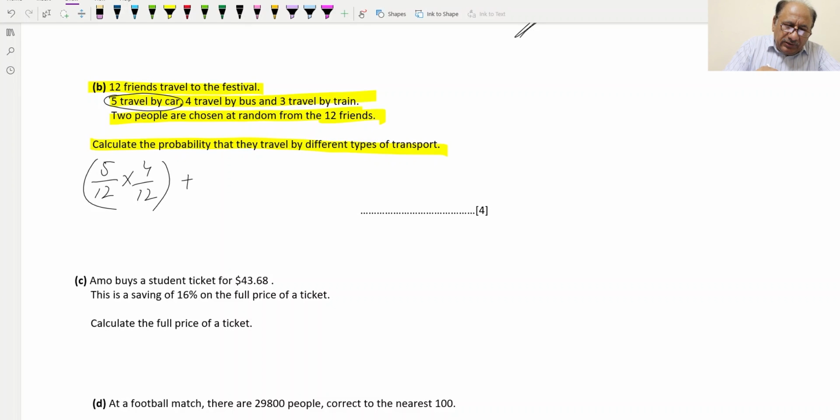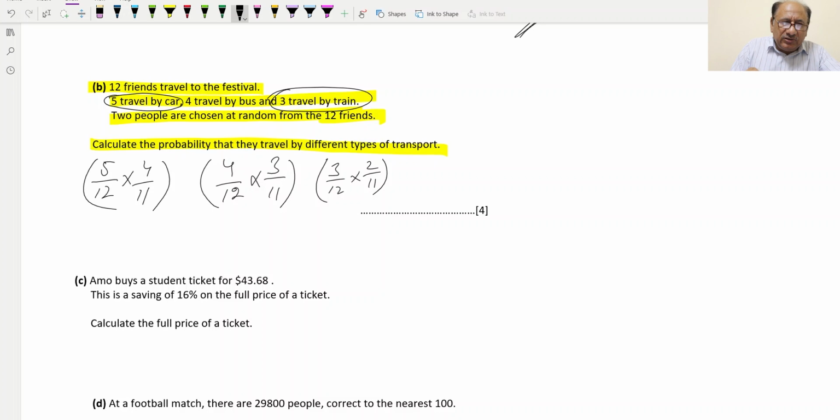And the second thing is for bus. So bus will be 4 by 12, second should be 11 because one is gone, so it will be 3 by 11. And if both are traveling by train, so it will be 3 by 12 and 2 by 11. So these are the cases in which they are traveling by the same means.